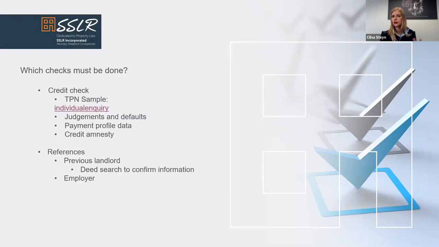Do a deed search on the previous property and contact the landlord who's the owner of the property through Lightstone or deed search or your WinDeed search, whatever. Make sure that the person you are talking to was in fact this person's previous landlord, because the previous landlord would be able to tell you exactly what's going on.